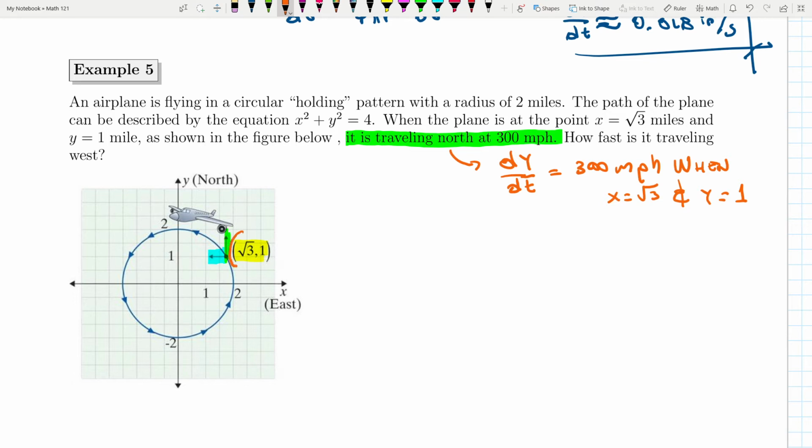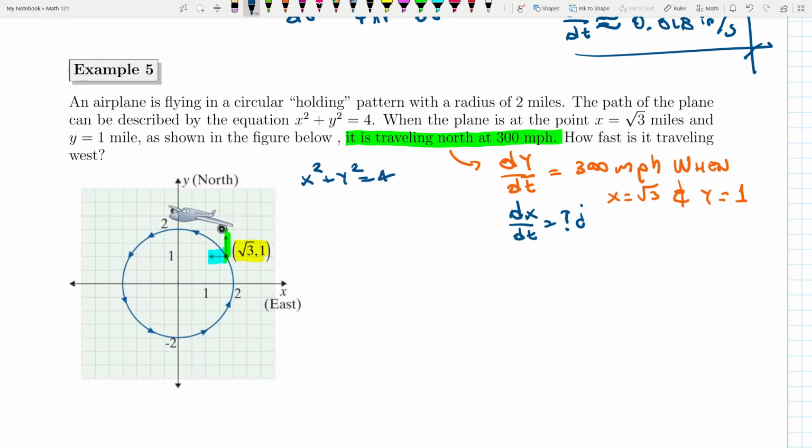At this point where x equals root of 3 and y equals 1, look at the direction of the airplane. It's traveling both to the north and to the west. So in other words, they're asking us for the x component of the velocity, the horizontal component of the velocity. In other words, they're asking us for dx/dt, which is our question here. So let's get started and write x squared plus y squared equals 4.